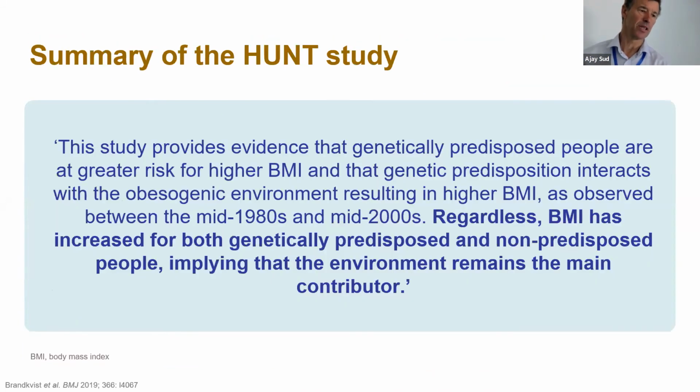And the conclusion from this study was that the genetic predisposition gives you a higher risk of a higher BMI, but the BMI is increased for the whole population, and those who are most susceptible have increased the greatest. But the biggest contribution over time, of course, is the environment.